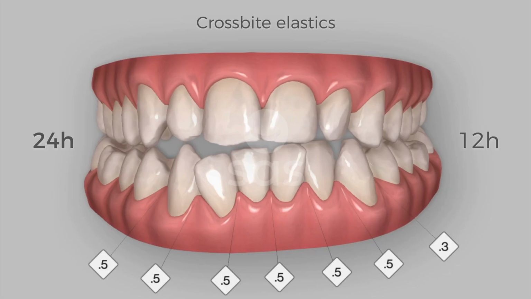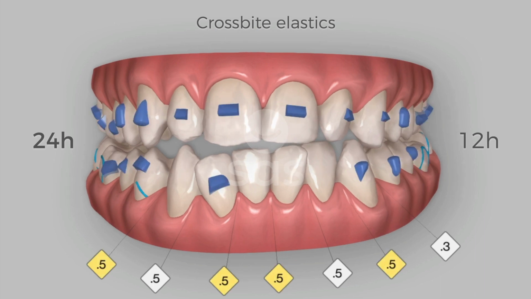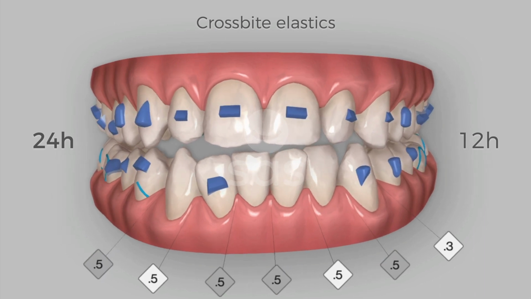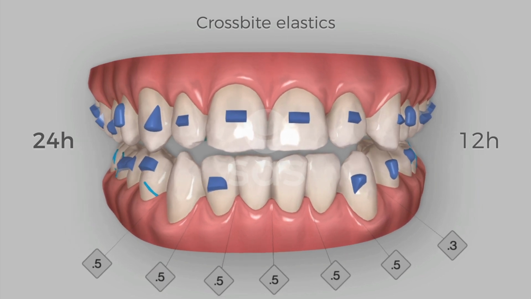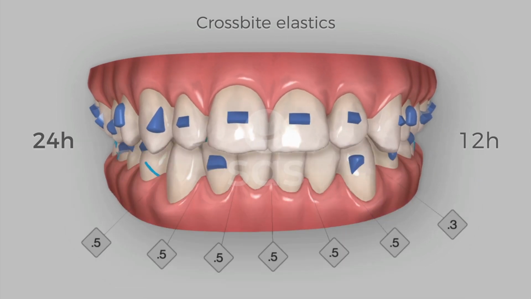Here you can see the assembly of the models in centric relation. To do this, we scan the patient in that position and then ask the technician to use that bite registration. For those of you who don't have a scanner, don't worry, you can use a wax record in centric relation and send it together with the silicone impressions. Note that by bringing the patient into centric relation, the crossbite practically disappears.